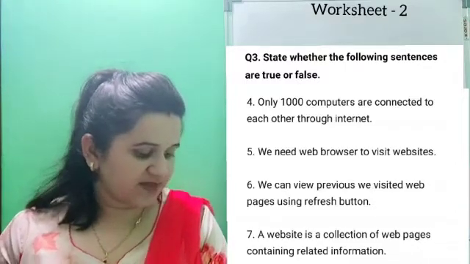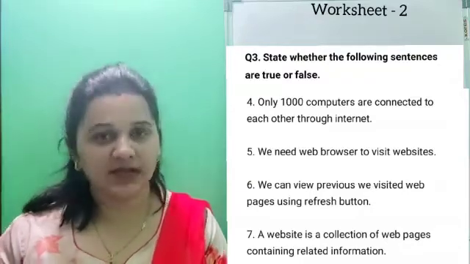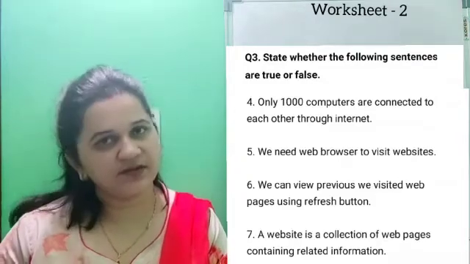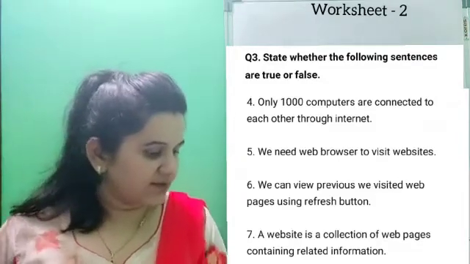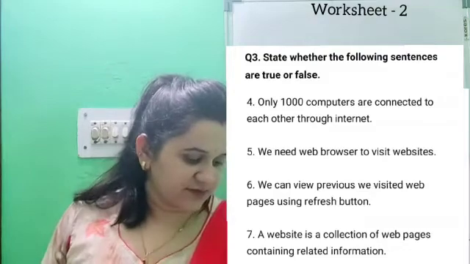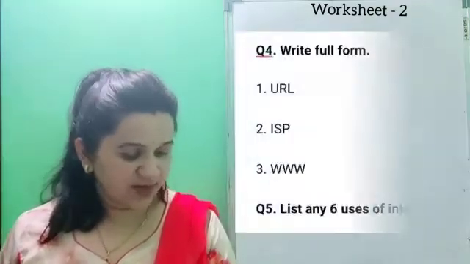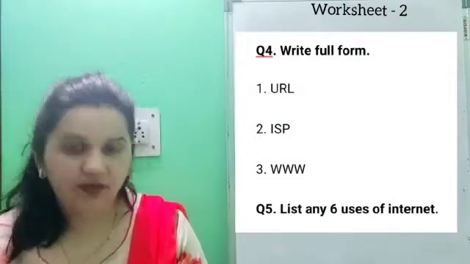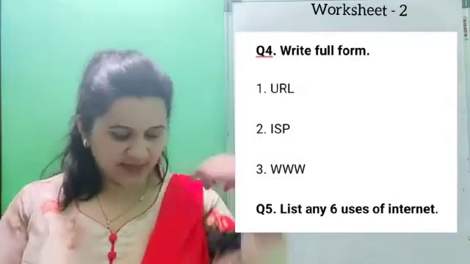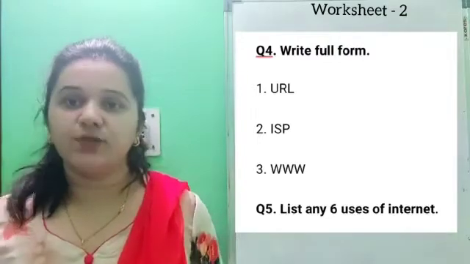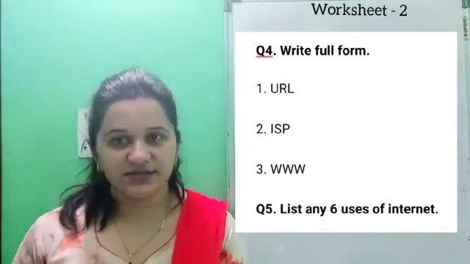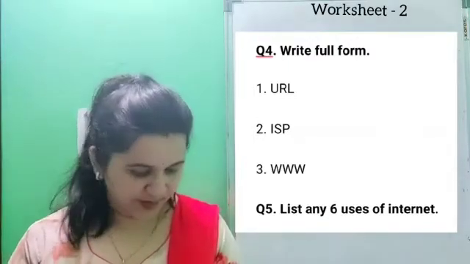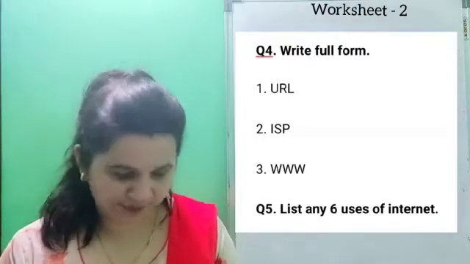Seventh one, a website is a collection of web pages containing related information. If it is true, write down true. But go through the chapter first. So children, here comes our question number 4. Write full form. First one, URL. Second one, ISP. And the third one, www. You have to write down their full forms. These are the internet terms.